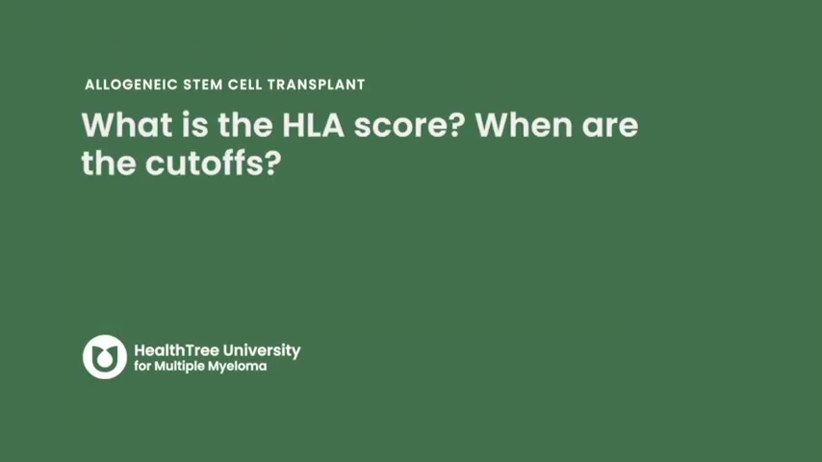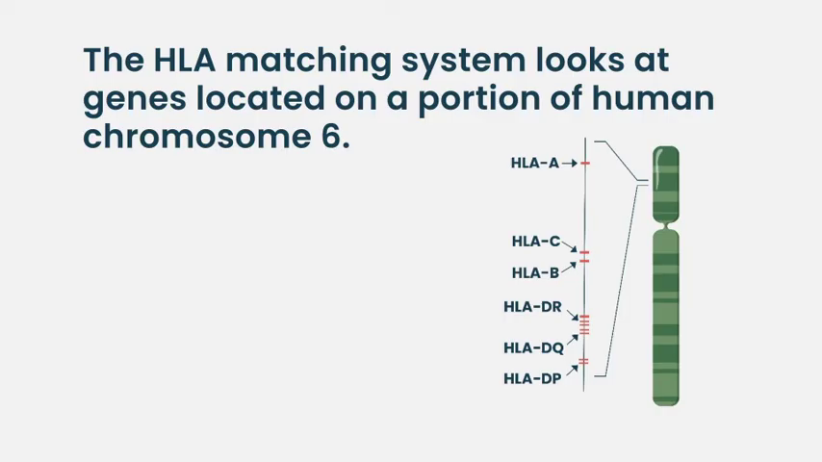What is the HLA score? When are the cutoffs? So the matching system, the HLA system, is called the human leukocyte antigen system. That is a portion of your chromosome 6, which has genes that determine your ability to fight infection, for example, and detect foreign proteins that get into the body. This system basically also tells your cells how to reject donor cells coming in, and how to tolerate other people's organs, for example, bone marrow or kidney from another person. So that system is very important in choosing a donor.